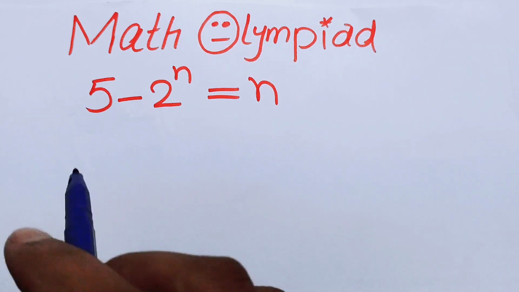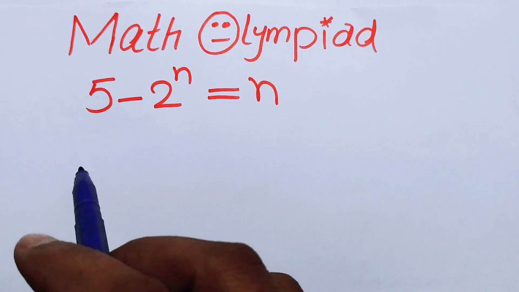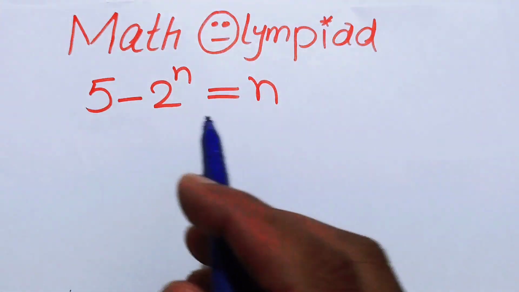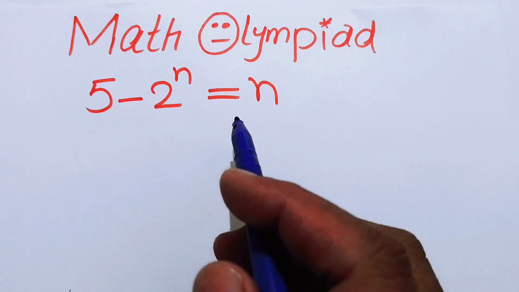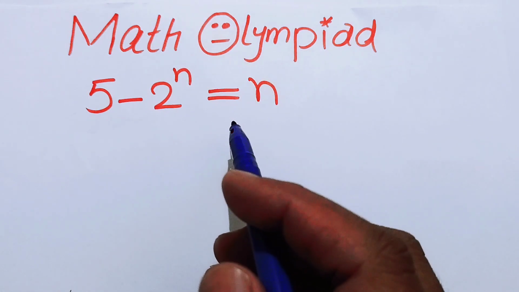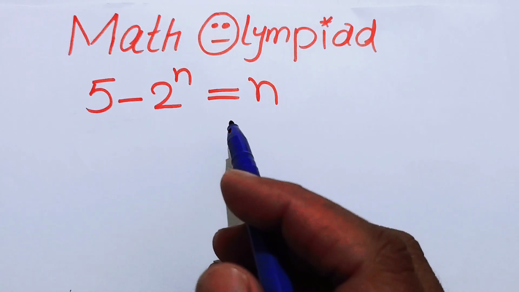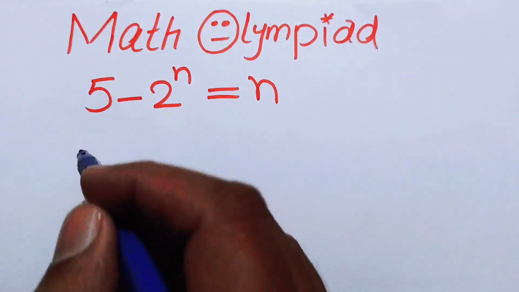In this video we are going to solve this nice algebra problem, and here we have 5 minus 2 to the power of n equals n, and we will solve this problem for the values of n. So in this problem, let me introduce the Lambert W function.